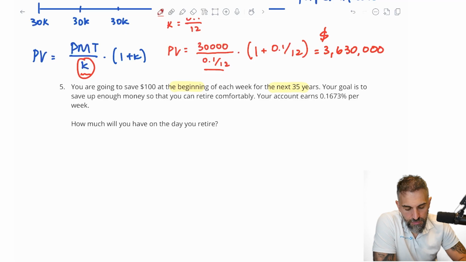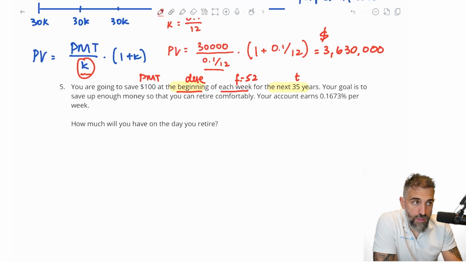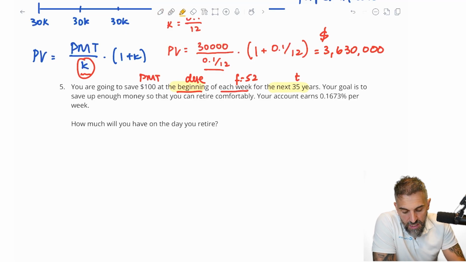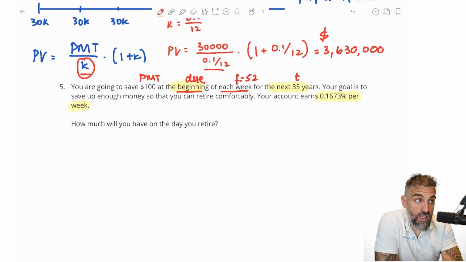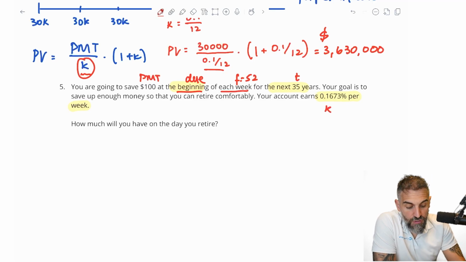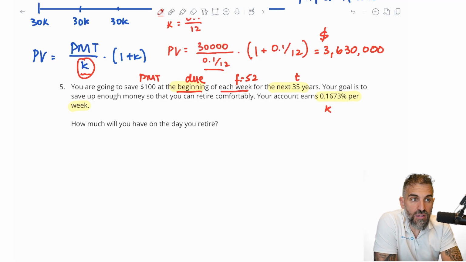So, a couple of things here. $100 is the payment. They said the beginning, which makes this a due cash flow. Each week, so you're making your payments weekly, so your F is 52. Your frequency is 52. Your T is 35 years. Then when you get to the rate, here's the interesting bit. They didn't say anything about compounding. Instead, they said per week. This is actually already your effective rate. This is an effective weekly rate. So they've already given you K.